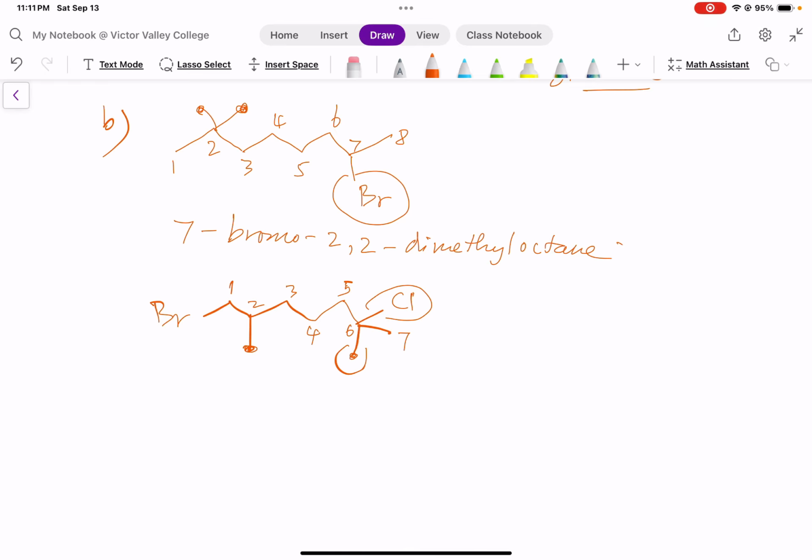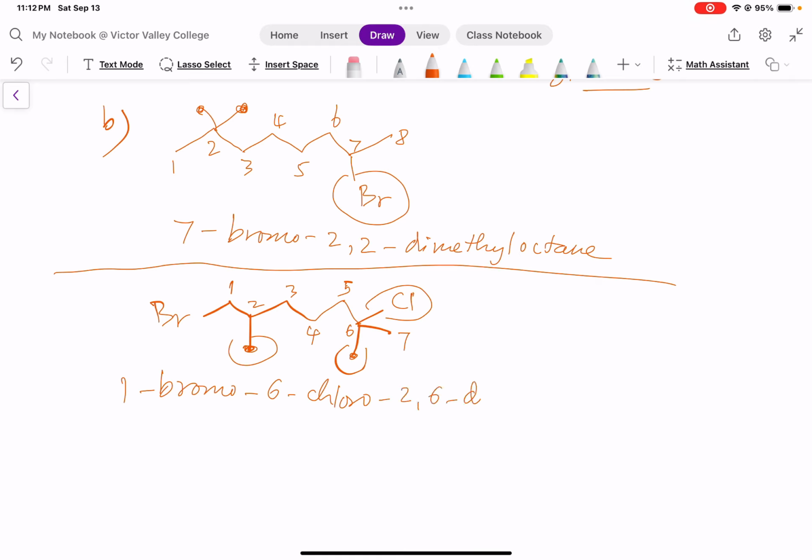Now, one bromo. So it will be 1-bromo and 6-chloro, alphabetical order, and we got a methyl on number 2 and methyl on number 6. So it's 2,6-dimethyl, and this is 7 carbons total, so that's a heptane. All right, that's a long name. Yep.